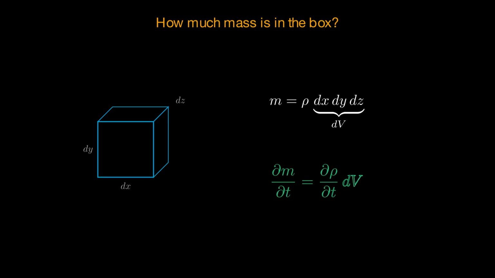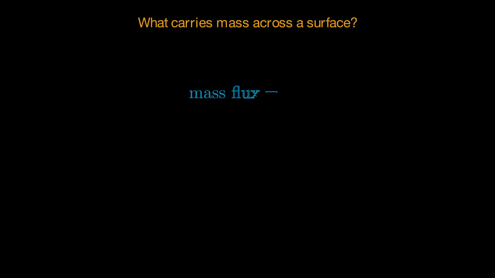How fast is that mass changing? The box is rigid, its volume can't change, so the only thing that can vary is the density. The rate of change of mass inside is the time derivative of rho times dV. That's the left side of our balance. Next, the flow across the walls.